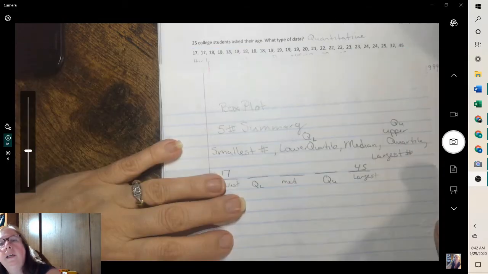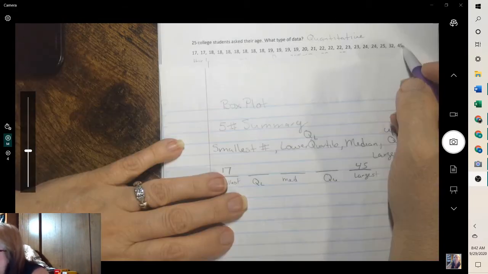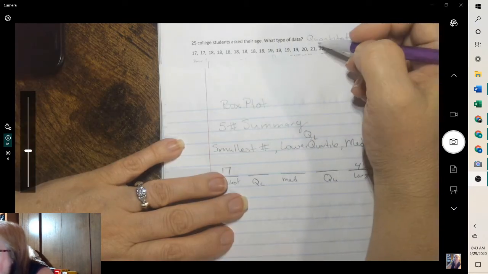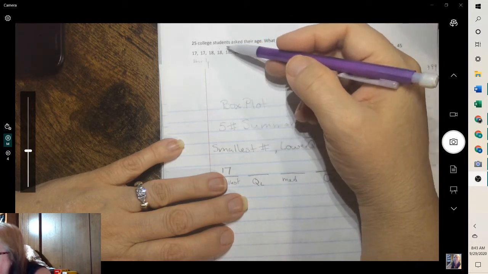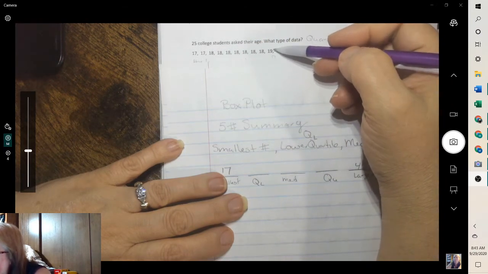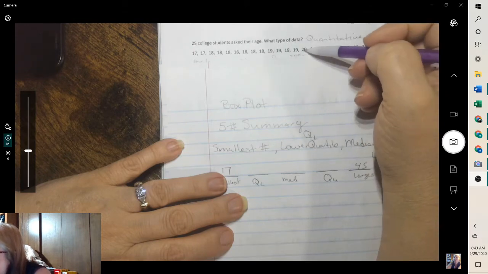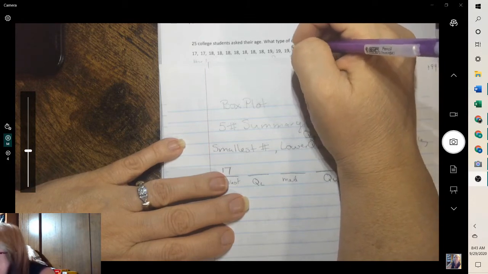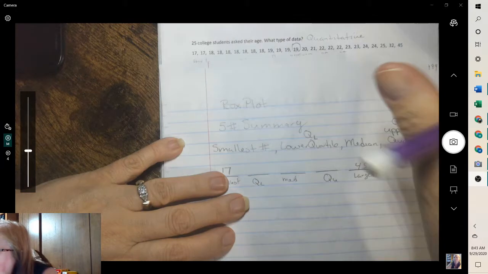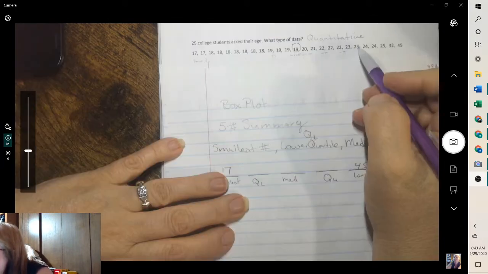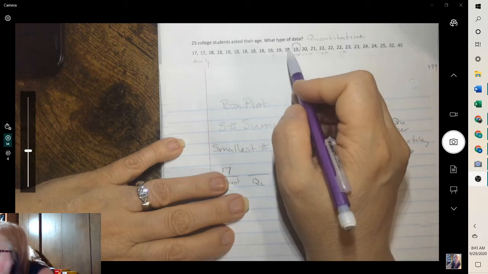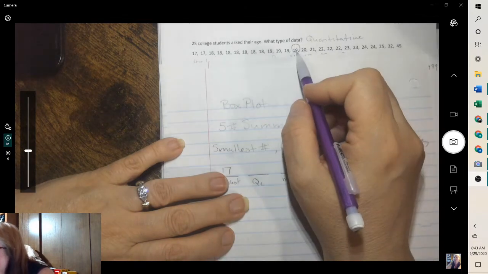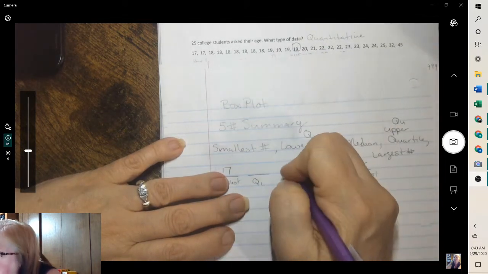So if we look at the data and we find the middle value, counting 1, 2, 3, up to 12 on each side. Looks like 19's right in the middle. So this is the middle, 12 on each side. Our median is 19.